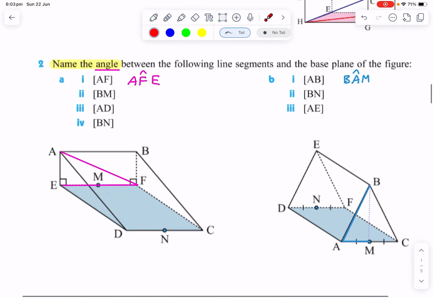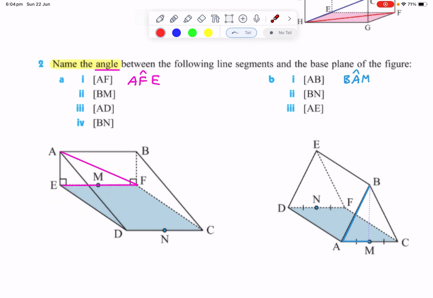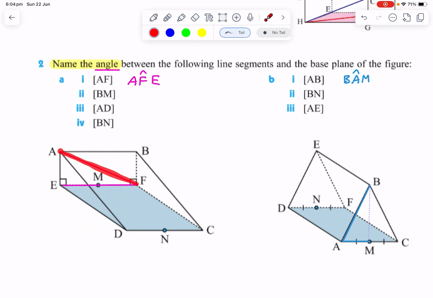All right, so let's have a look. Some hints for question 2. Name the angle this time between the following segments and the base. And of course, that's nice, they've shaded the base for us. If not, feel free to shade yourself. Now, AF is here. So draw the line AF, and you can see the right angle triangle it makes here is AFE with the right angle at E, and of course the angle it makes with the vertex at F is AFE.